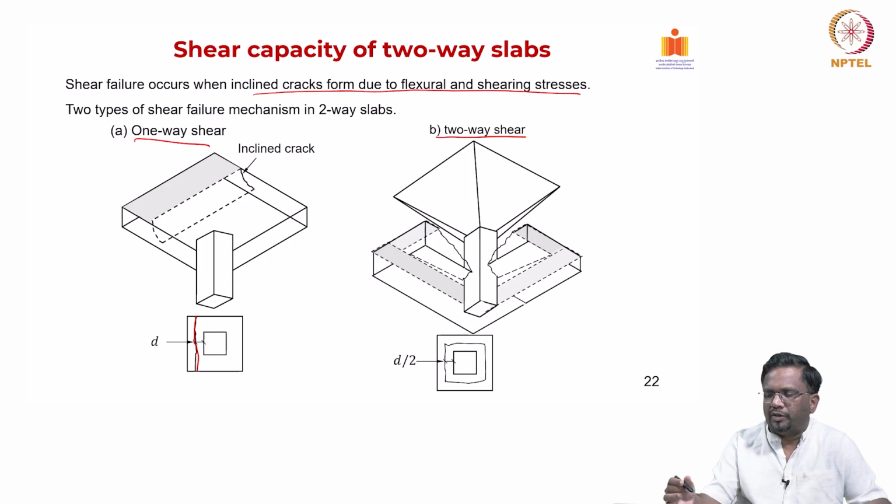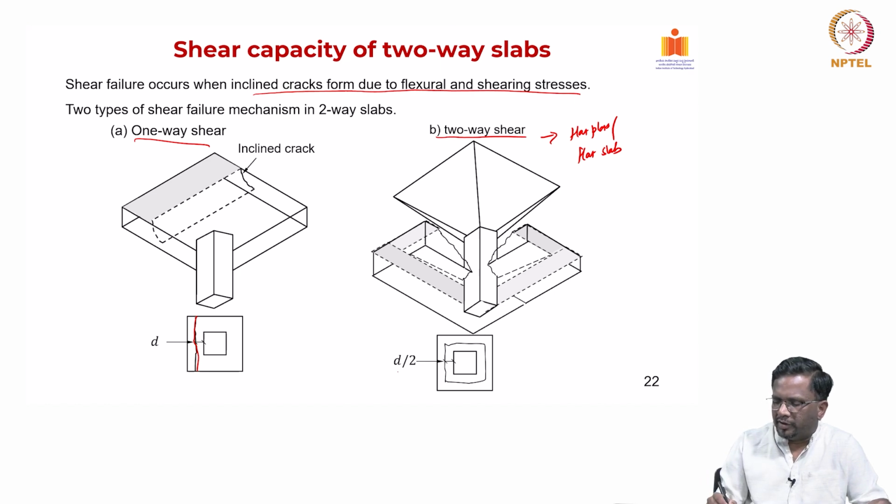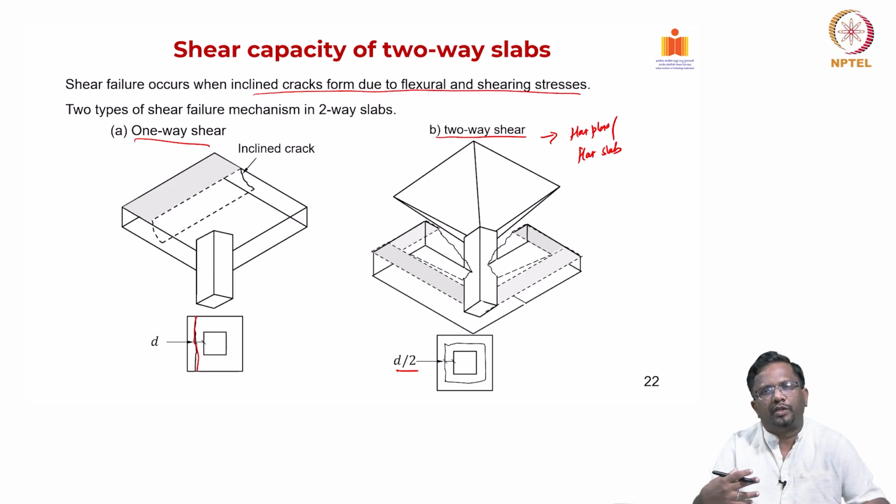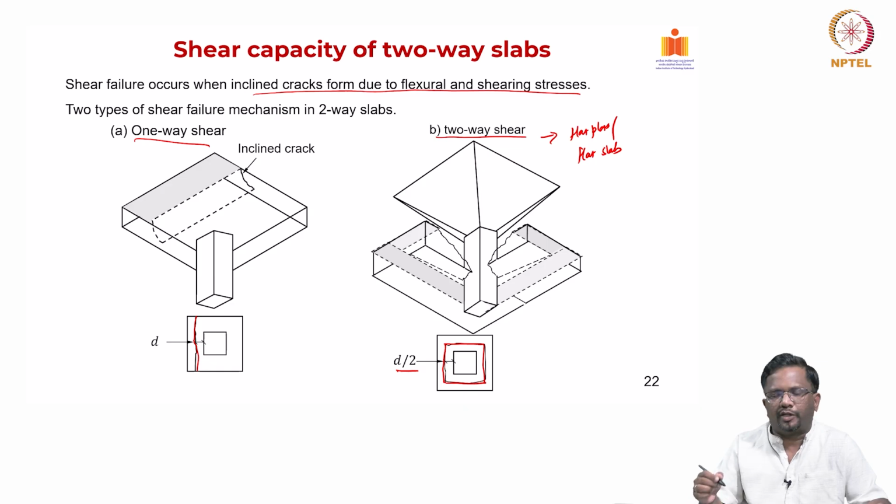And the two-way shear, which is very common in flat plate structures, flat slabs, we need to check clearly, because this two-way punching shear failure can be quite brittle, and typically we take a critical section at D by 2 from the face of the column, and we calculate whether the entire critical section has adequate shear capacity or not, right. If it is not, sometimes we also put some shear reinforcement.